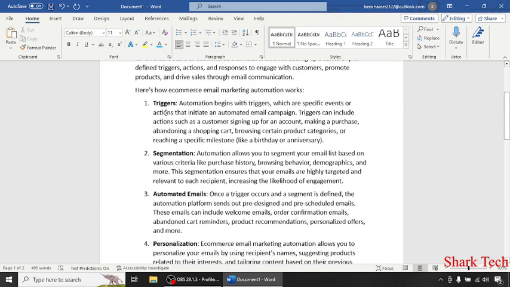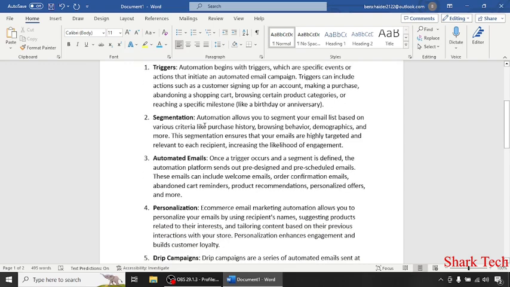So the first step is triggers. Automation begins with triggers, which are specific events or actions that initiate an automatic email campaign. Triggers can include actions such as customers signing up for an account, making a purchase, and some other things.